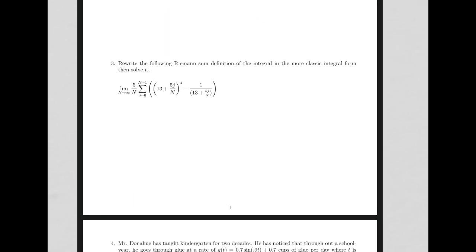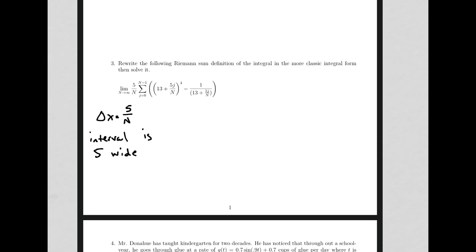So let's look at something that's kind of similar, but we're going backwards this time. Rewrite the following Riemann sum definition of the integral in the more classic integral form, then solve it. And so if we're looking at this, you might notice that we have the limit as n goes to infinity. So this is the Riemann sum definition of the integral, so we expect that. And then we're looking for a width, and if it's not on the inside, it's on the outside. And so our width here is 5 over n, right? 5 over n, which means your interval is 5 wide.